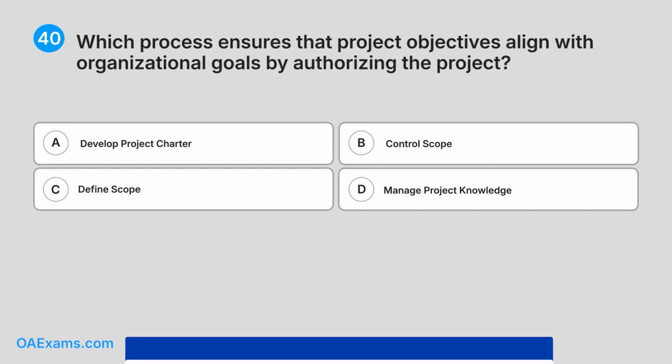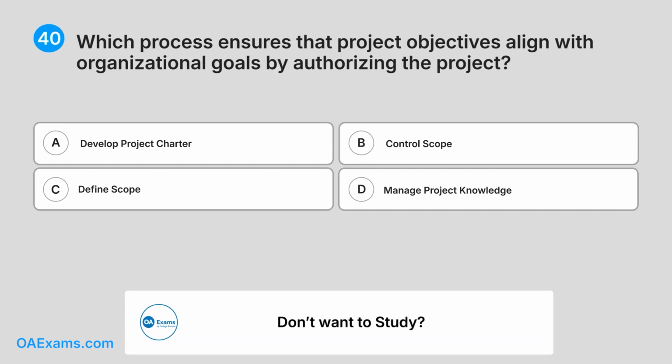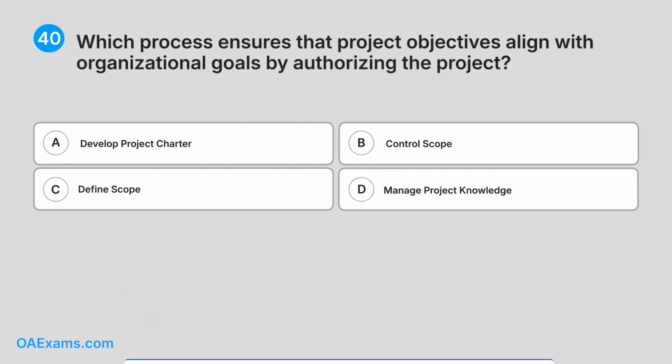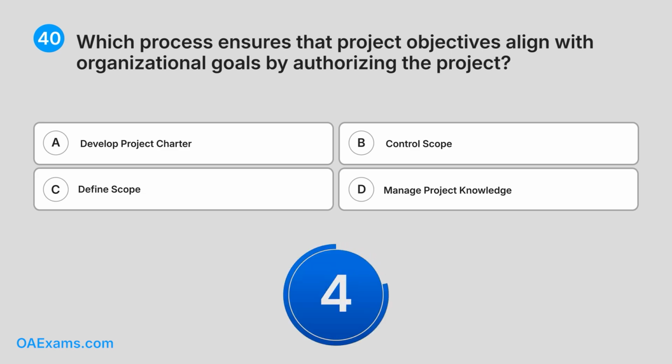40. Which process ensures that project objectives align with organizational goals by authorizing the project? A. Develop project charter. B. Control scope. C. Define scope. D. Manage project knowledge. Can you guess the answer?